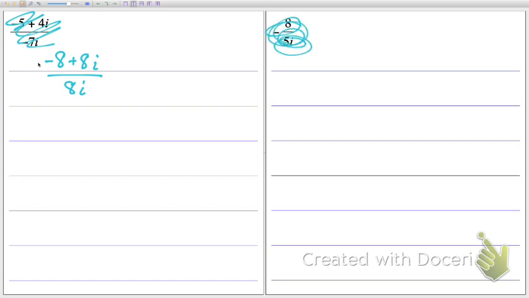Okay, who wants to help me out? Kyson? What do you have to multiply? No, I'll do it because I think I did it. Okay, what do you have to multiply? i. Okay. So what's your numerator become? Is that the top or bottom? Yes, that's the top. -8 plus 8i.